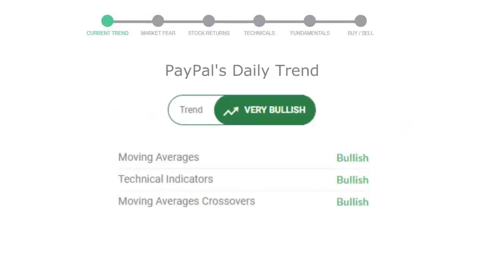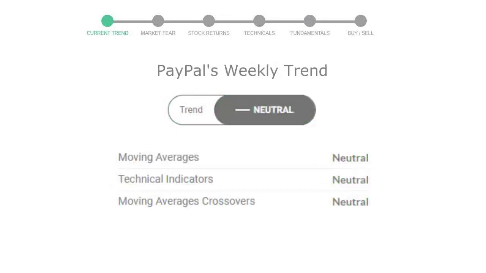Let's look at today's trend indicators. The moving average is bullish, the technical indication is in an uptrend, and the overall daily trend for the stock is in a very positive trend. Looking at weekly analysis, the weekly stock trend is neutral.